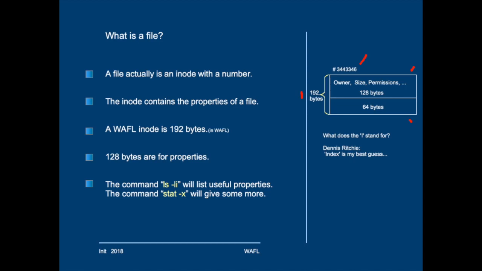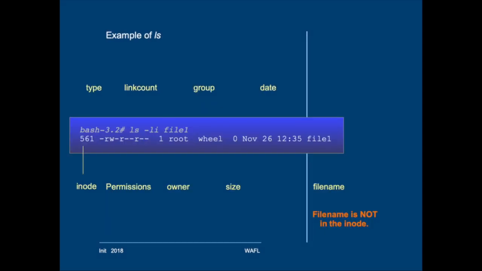Now the I in inode, Dennis Ritchie, one of the creators of Unix, wasn't sure what it really meant. He thought it meant index node, but we're just going to call it inode. So to view the useful properties, you could run the ls -li command. That will also show you the inode number itself. The stat command will give you some additional fields. Now let's first have a look at the ls command, and we see the inode is 561. There's a list of free inodes in the file system, and whenever you create a new file, it will pick the first available inode from that list.